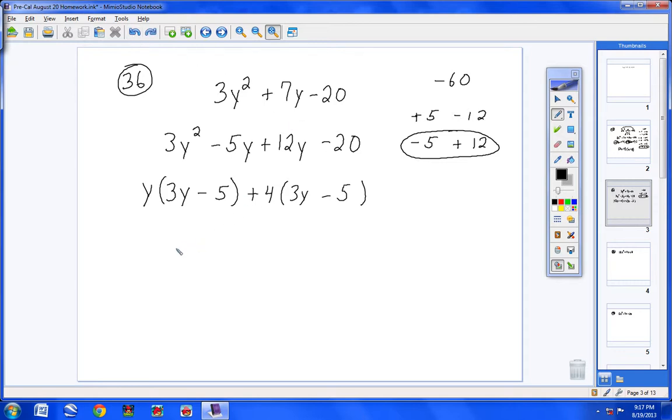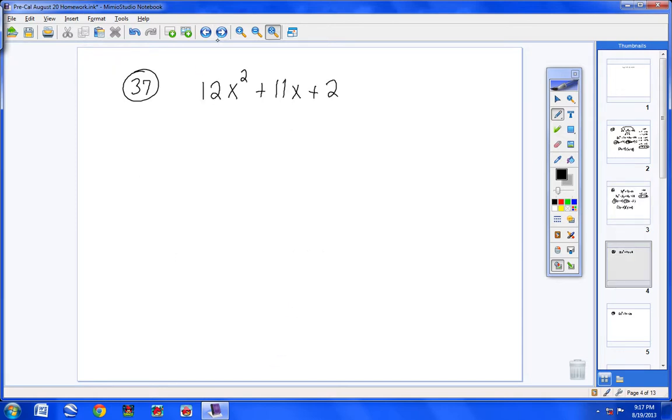And notice your two parentheses are matching, so you write the matching parentheses one time, and you're left over with y plus 4, or y positive 4, in your other parentheses. Okay? Moving on to number 37.